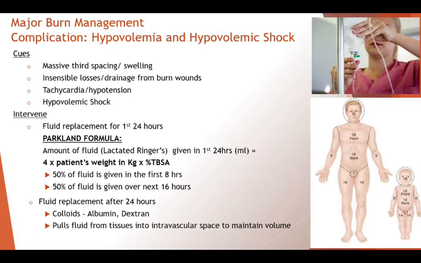Tachycardia, hypotension. Again, when we talked about shock, we talked about compensatory and then progressive phases. We don't want to wait till they're hypotensive to treat them.